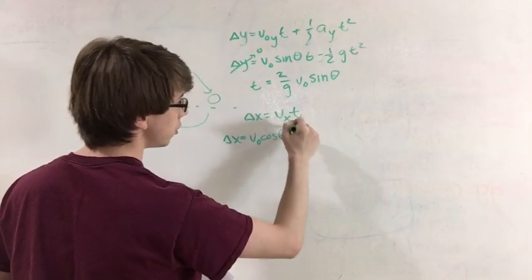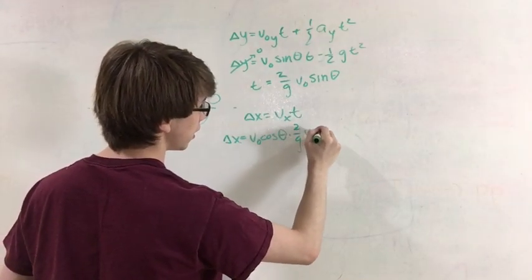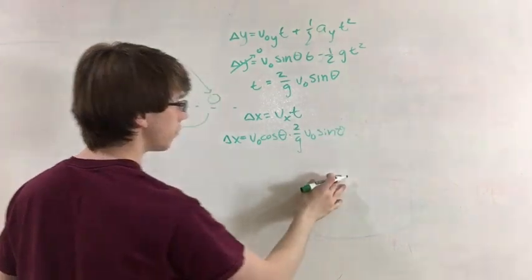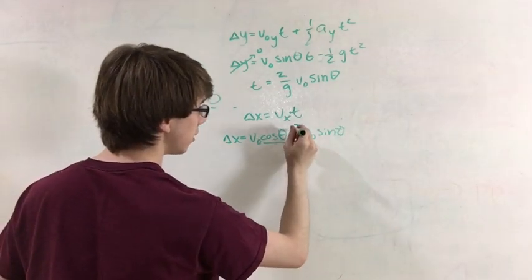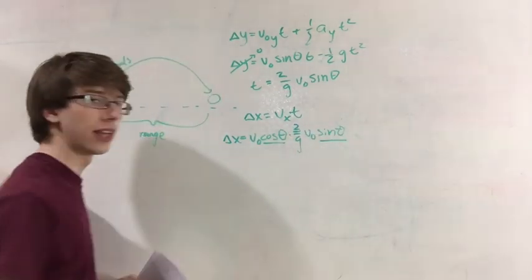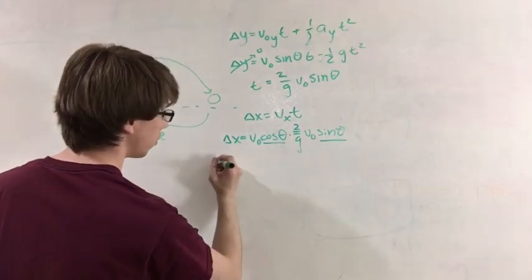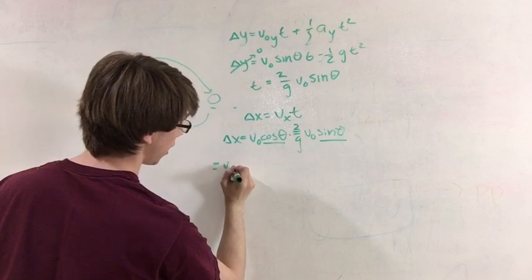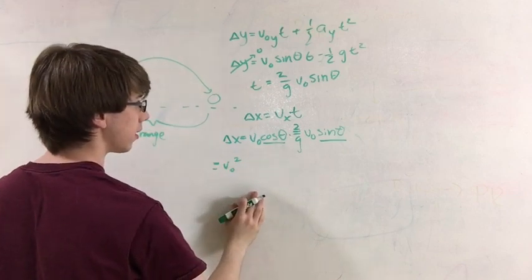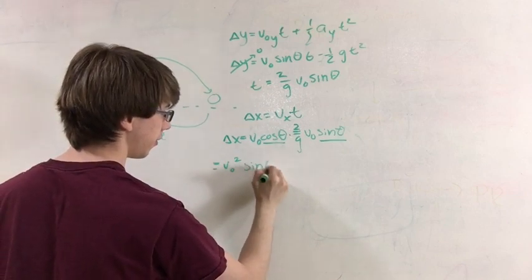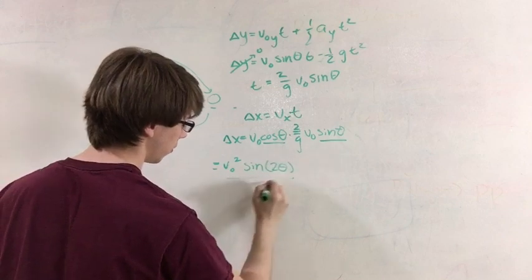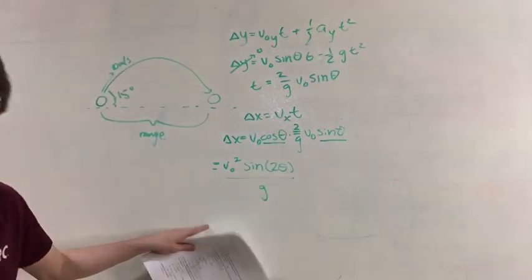times the time, which is 2 over g, v naught sine theta. First thing we notice is that we have cosine theta, 2, and sine theta. That is an easy indication that we have sine of 2 theta. So that's just v naught squared, sine 2 theta over g. That is your range formula right there.